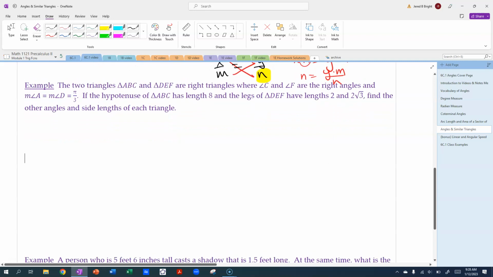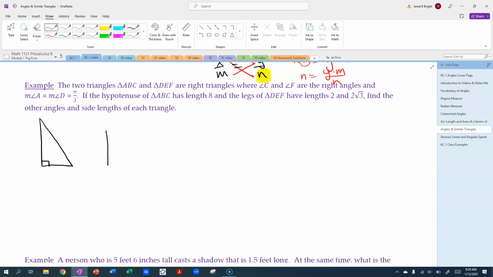So we have two triangles. It says ABC and DEF are right triangles, which means that we have a right angle, a 90-degree angle. So we have something like this, and I'm going to make a smaller one. I'm hoping I'm doing this right. These may not be to scale. It says right triangles where C and F are the right angles.